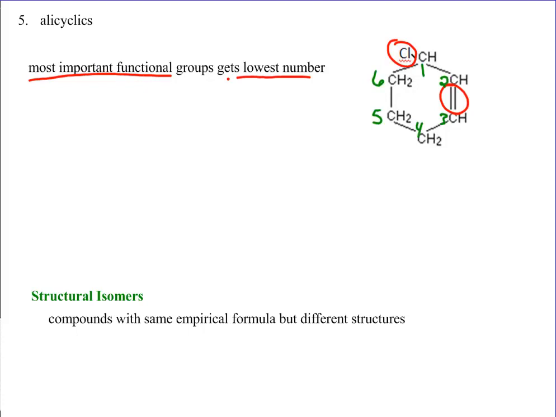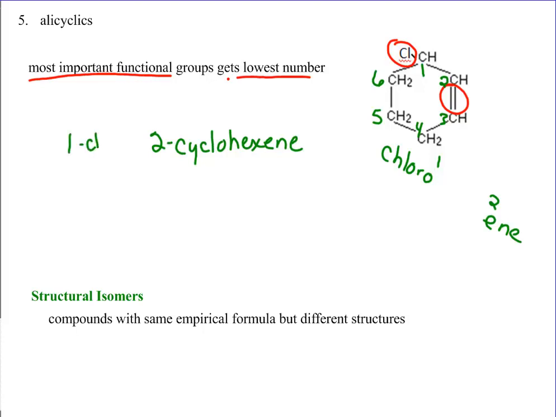So the way that I would name this thing is, first of all, I'm going to identify the functional group. So I have a chloro group and I have an ene ending. My chloro group is on carbon 1 and my double bond is on carbon 2. And I have a 6 carbon ring. So I've got a cyclohexene and the ene is on carbon 2. So I'm going to do 1-chloro, 2-cyclohexene. So 1-chloro, 2-cyclohexene.